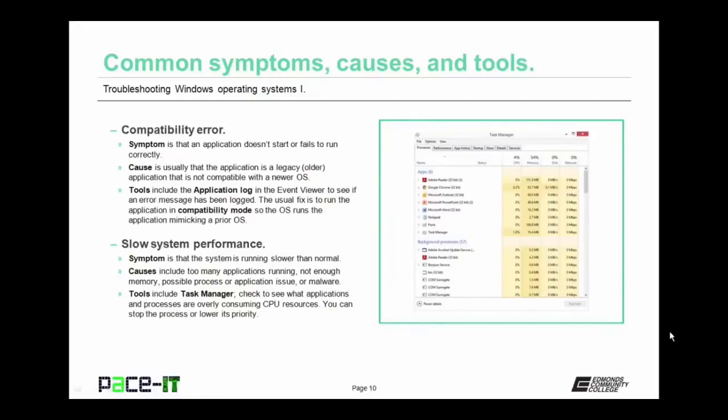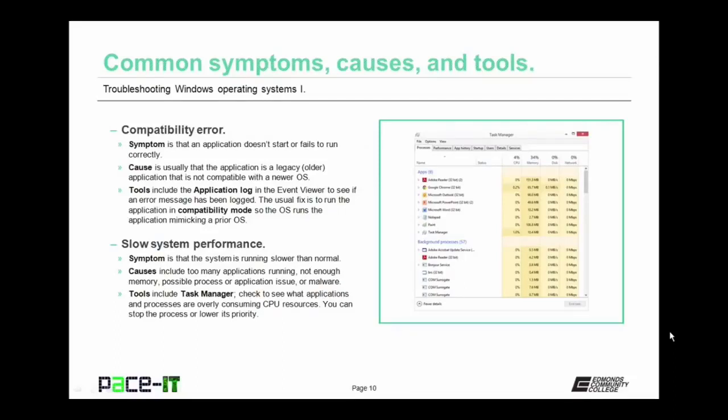Every once in a while, you'll get a compatibility error. The symptoms for this are that the application either doesn't start or it fails to run properly. The cause is that the application is legacy. It's older. It's not that compatible with a newer OS. The tools to fix this include the application log in the Event Viewer to see if an error message has been logged. A lot of the times this will be there, and it'll tell you that there's a compatibility issue. The usual fix is to run the application in compatibility mode so the operating system mimics an older or prior operating system.